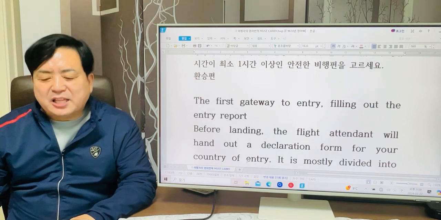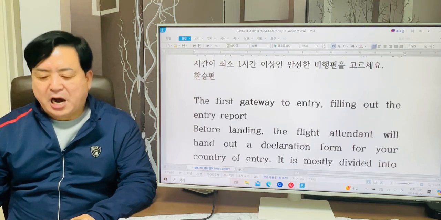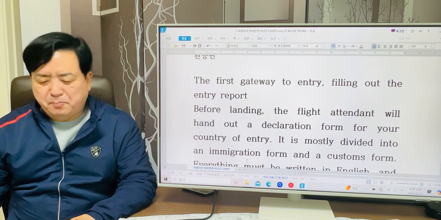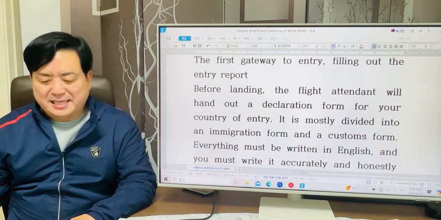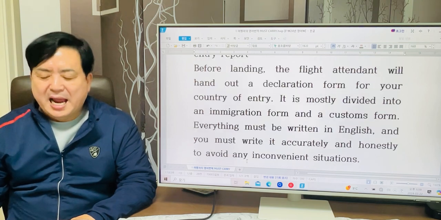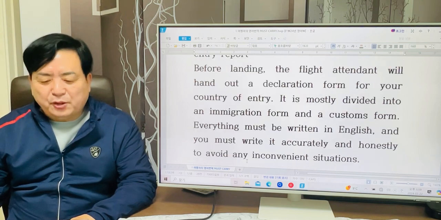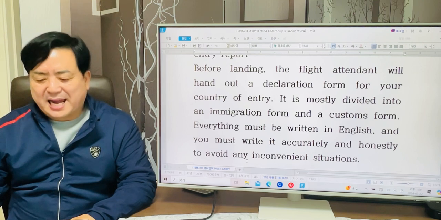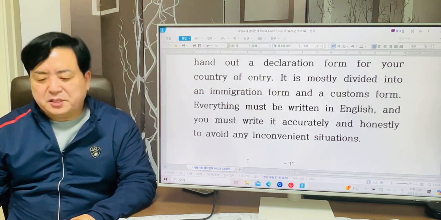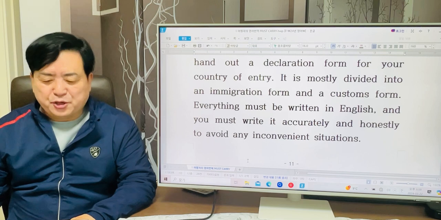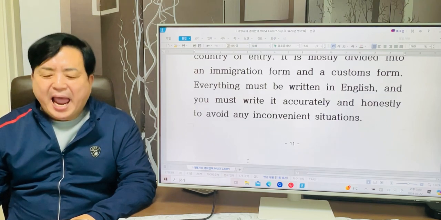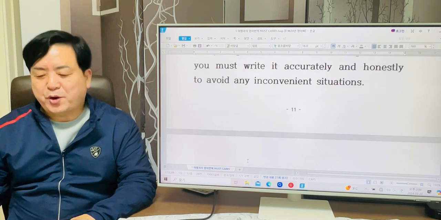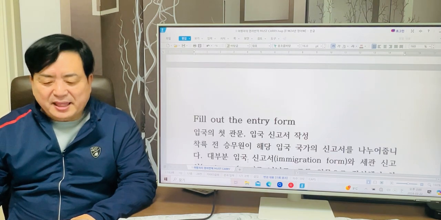The first gateway to entry, filling out the entry report. Before landing, the flight attendant will hand out a declaration form for your country of entry. It is mostly divided into an immigration form and a customs form. Everything must be written in English and you must write it accurately and honestly to avoid any inconvenient situation. Fill out the entry form.